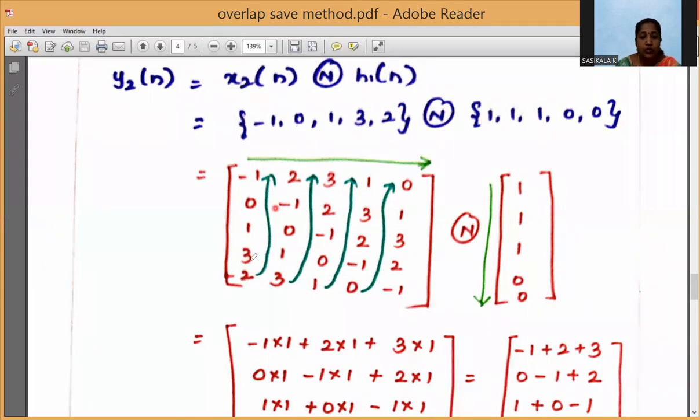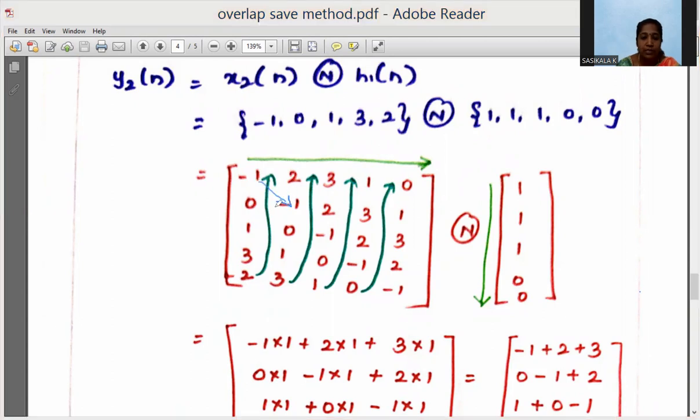Now, this 2 is the last element of the first column, and it is taken to the next column's first element. And now this minus 1 comes here, 0 comes here, 1 comes here, and 3 comes here. So this 3 is taken to the next column's first element. And this 2 comes here, minus 1 is coming here, and 0 is written here, and 1 is written here. This 1 is taken to the next column's first element.